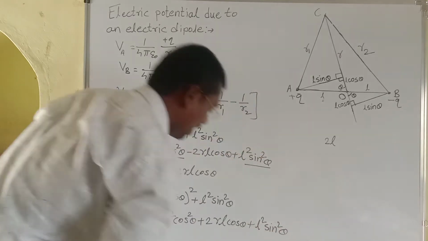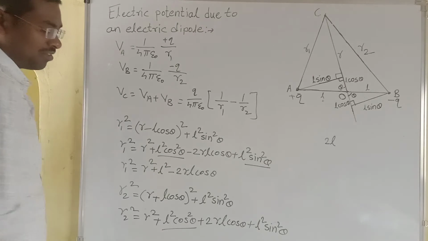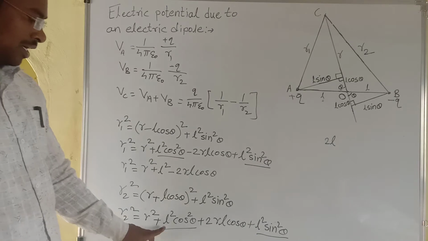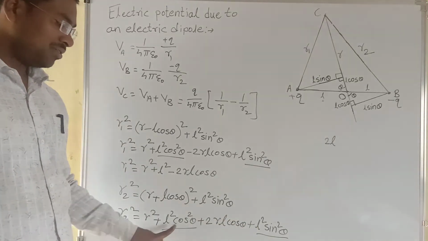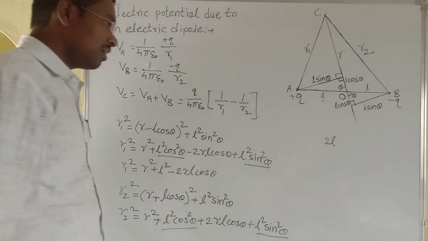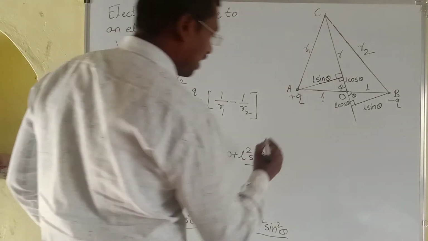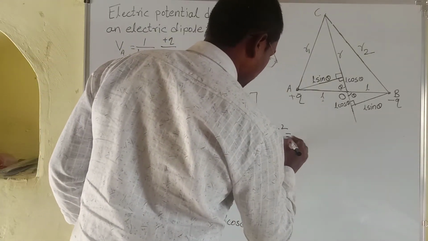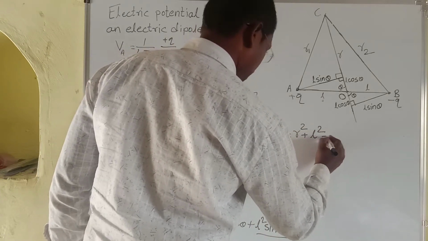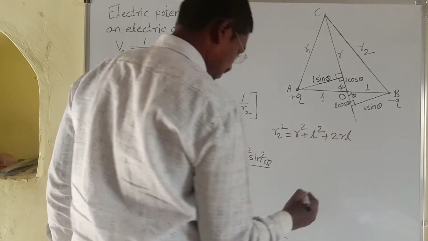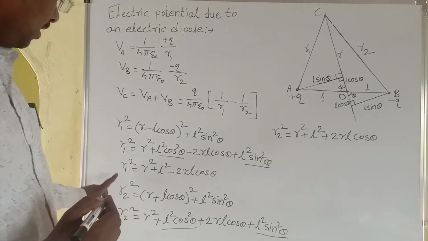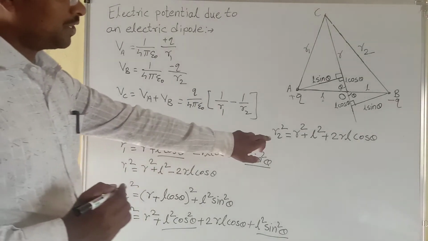sin square theta. Here is the term L square cos square theta and here is L square sin square theta. Take L square common from both terms. Inside we get cos square theta plus sin square theta, which is equal to 1. Therefore, we can write this R2 square as R square plus L square plus 2 times RL into cos theta. Here we get the R1 square term and we get the R2 square term.